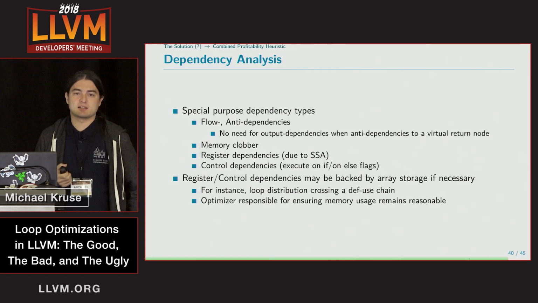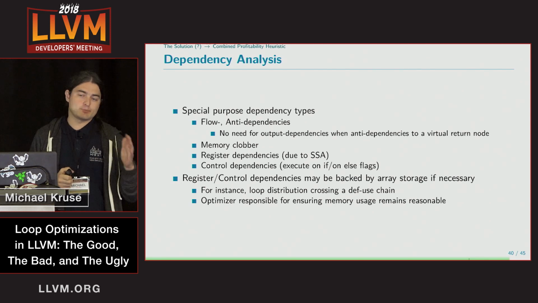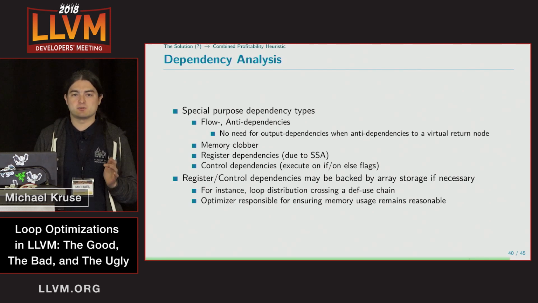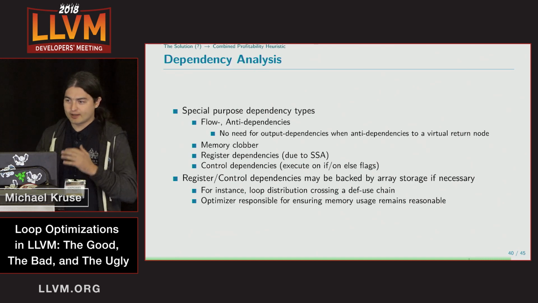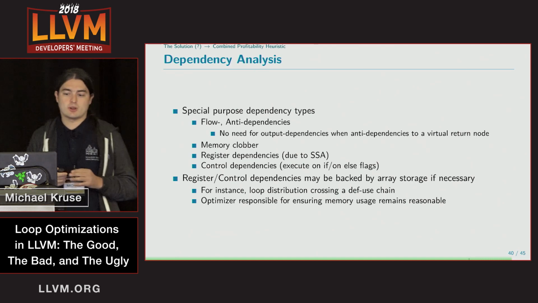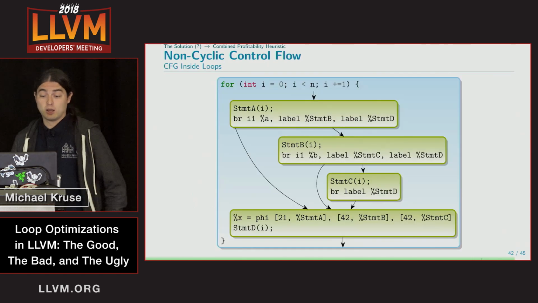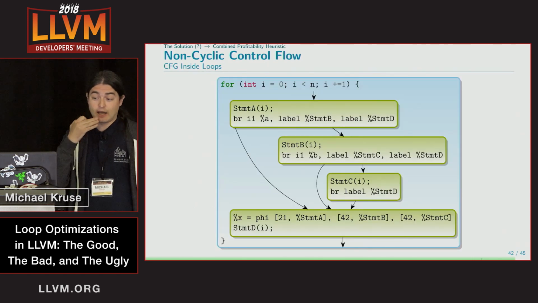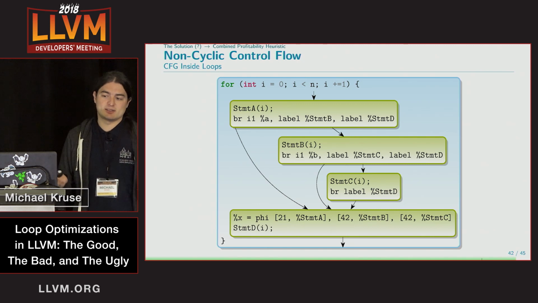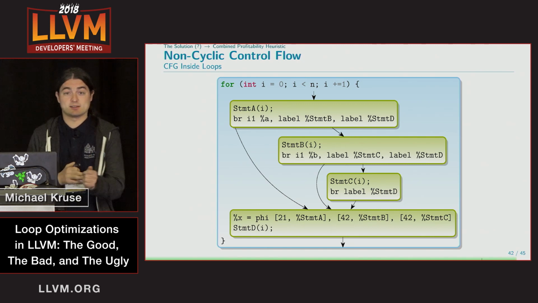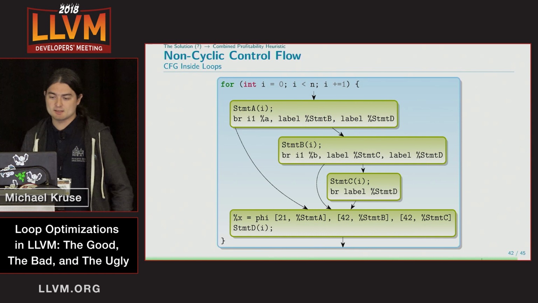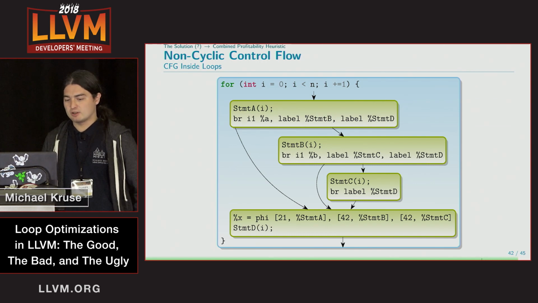The SSA dependencies are expressed as register dependencies, which can be expanded to arrays in case it needs to by the code generator. So this removes restrictions on what you can modify. I also propose something like predicated, preferably non-cyclic control flow. If you have non-cyclic control flow like in the CFG inside these loop nodes, it looks something like this. But if you want to modify it, it's more difficult.